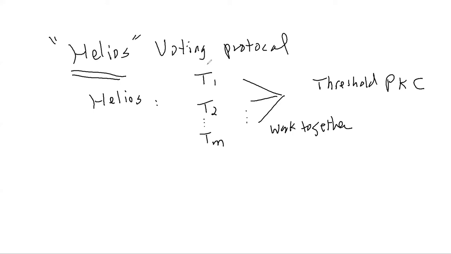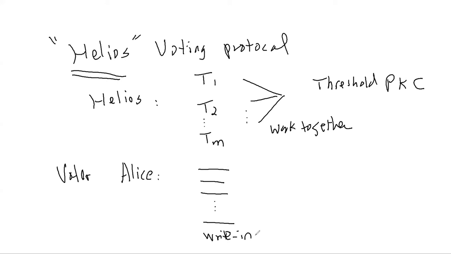So now let's say we have a voter, Alice. In this system, for a particular election, there's a ballot, and the ballot has candidates or write-ins. So Alice maybe picks this, picks that, and then maybe writes a few names. And then Alice will ask Helios to encrypt it. So Alice has it encrypted.